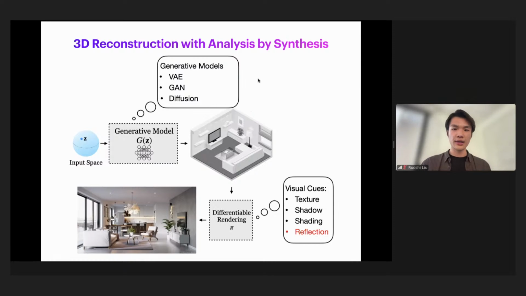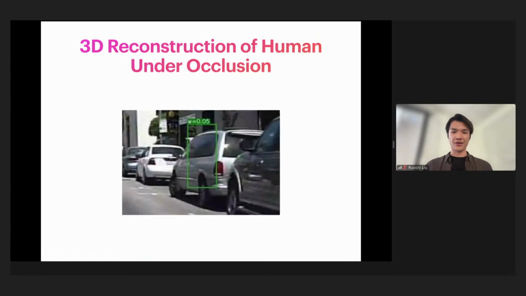I'll talk about a few examples where I practice this framework. I want to start with reflection, as James has alluded to in their introduction. We studied the problem of 3D reconstruction of humans under complete occlusion, right? In this image, there's a car, and there's a person occluded behind the car. There's no way you could reconstruct the 3D human, like 0, 1, 2, 3 doesn't give you that level of prior to do that.